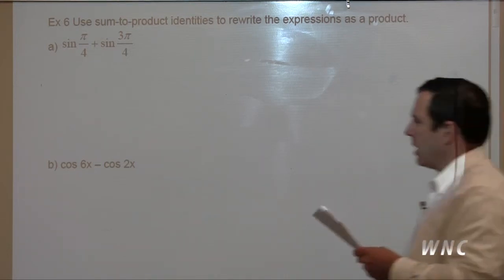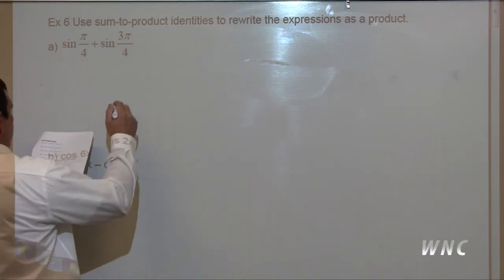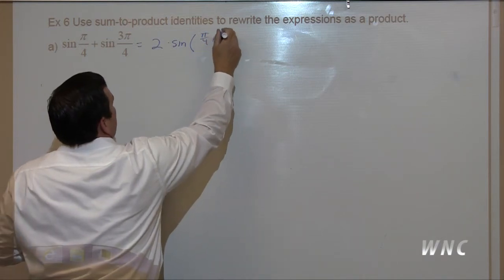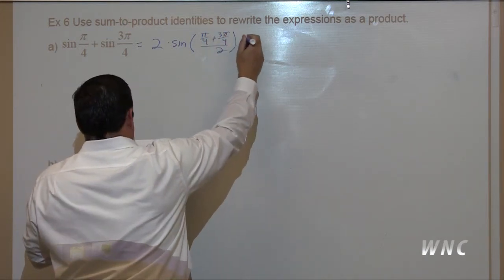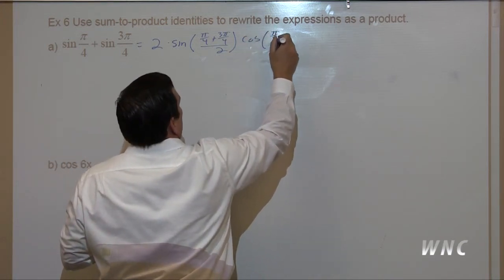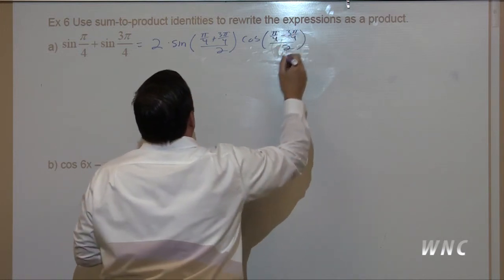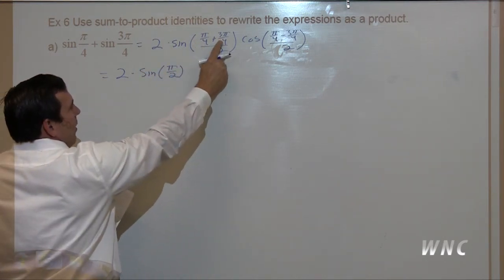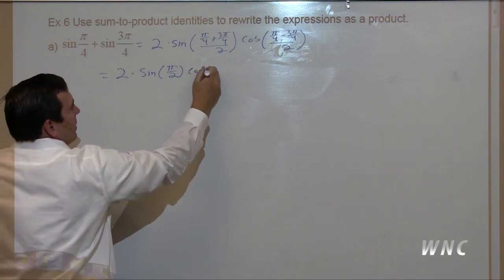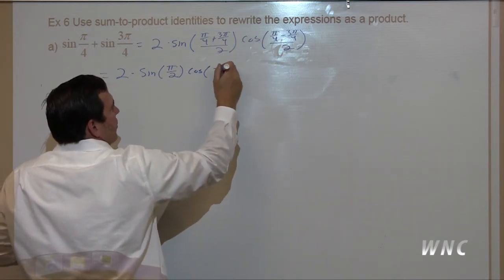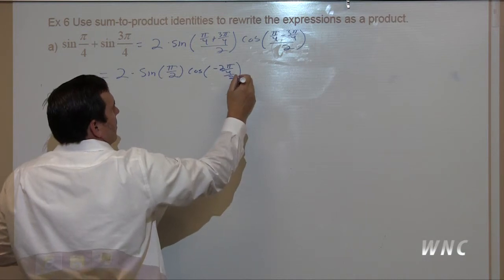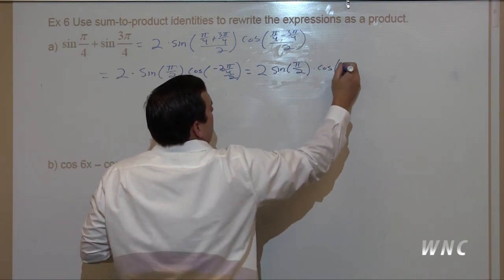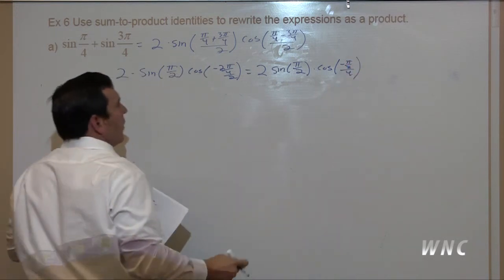So we have sine of pi over 4 plus sine 3 pi over 4. We'll use the first one. That's going to be 2 times sine of pi over 4 plus 3 pi over 4 over 2 times cosine of pi over 4 minus 3 pi over 4 over 2. That's 2 times sine of pi over 2, because pi over 4 plus 3 pi over 4 is pi, the 2's down there, times cosine pi over 4 minus 3 pi over 4 is negative 2 pi over 4 over 2. That's 2 times sine pi over 2 times cosine of negative pi over 2 over 4. Over 2, excuse me.